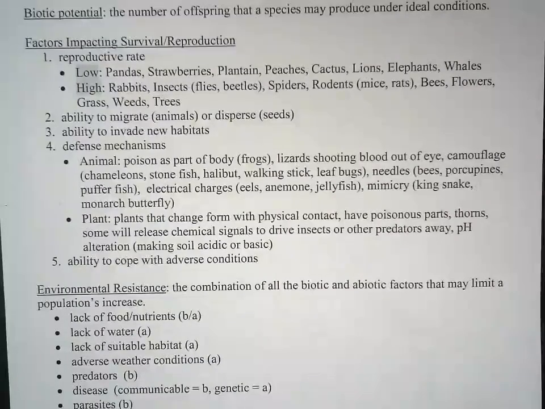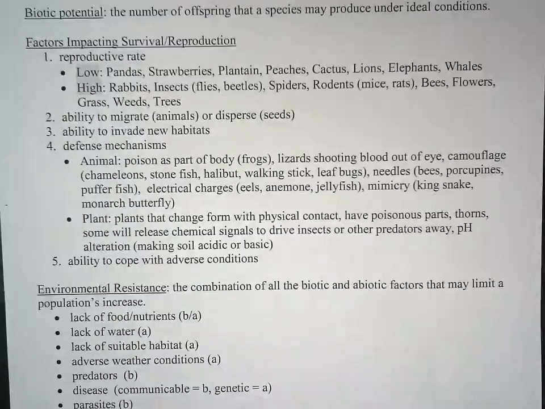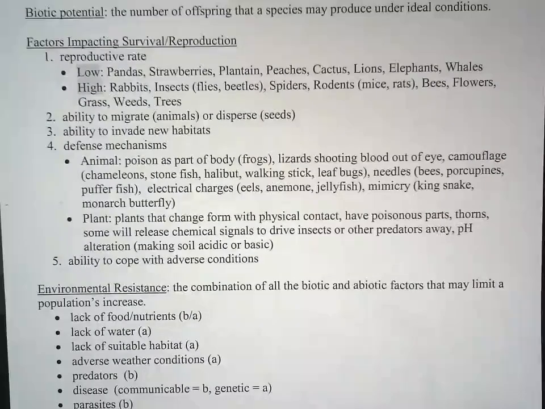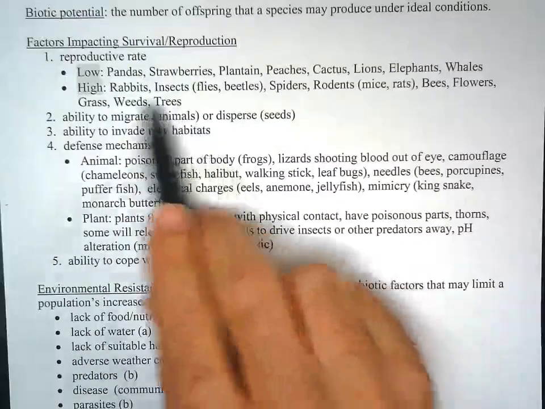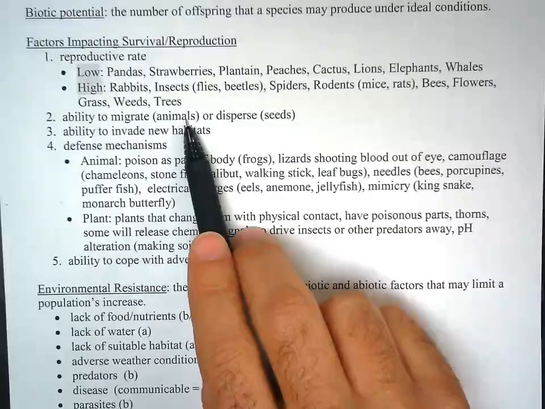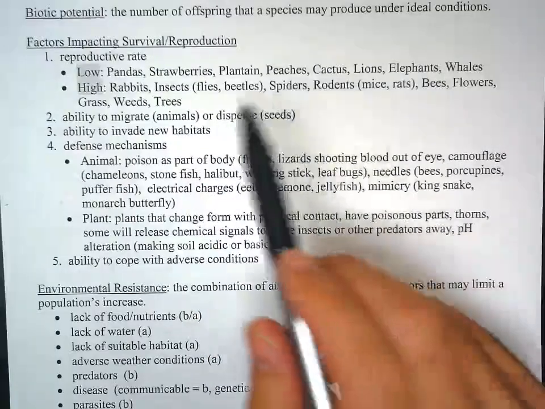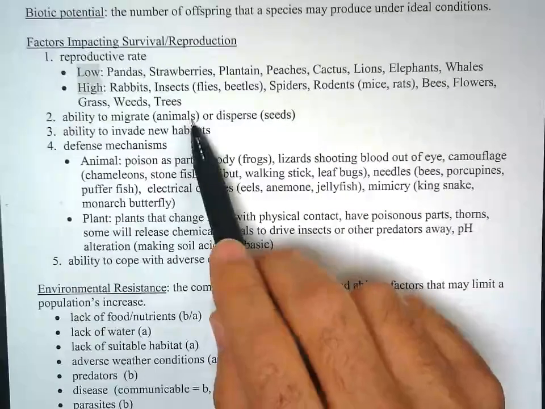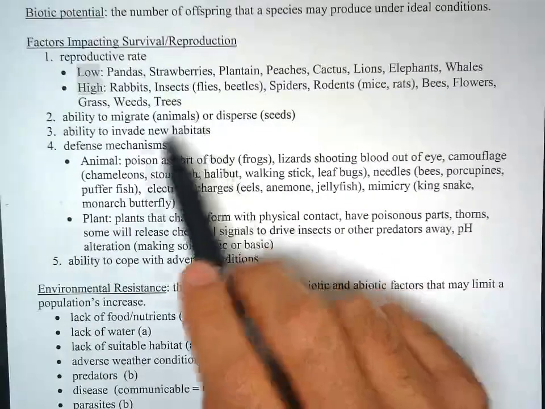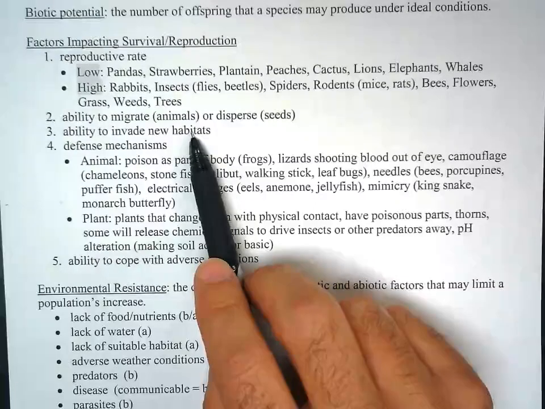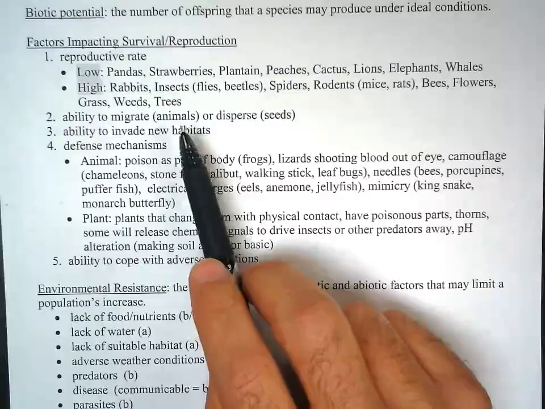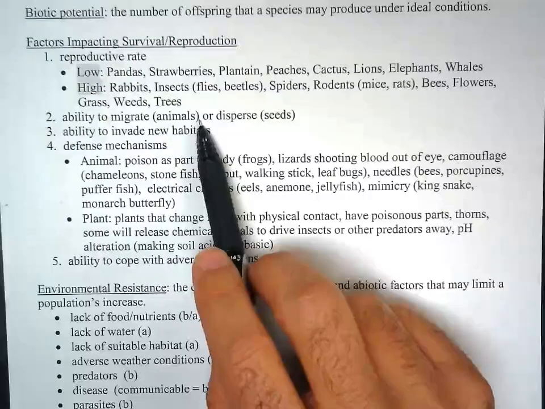So that is how well the organism can survive in different habitats. Oh, I'm sorry, I misspoke. Migration for animals here is, that would be like birds migrating south in the winter or something like that, stuff along those lines, I think.